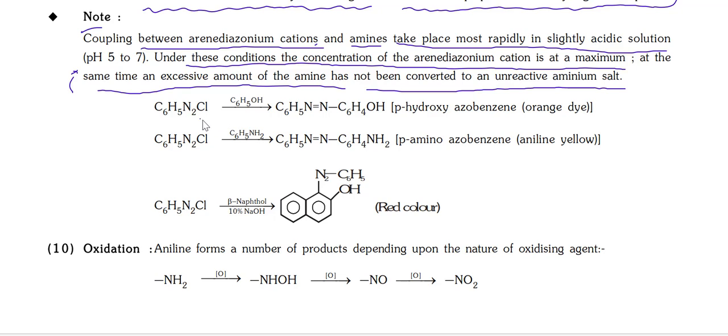In that case, benzene diazonium chloride reacting with phenol is giving para-hydroxyazobenzene. It is giving an orange dye. At the same time, if it is reacting with aniline, it is giving para-aminoazobenzene.